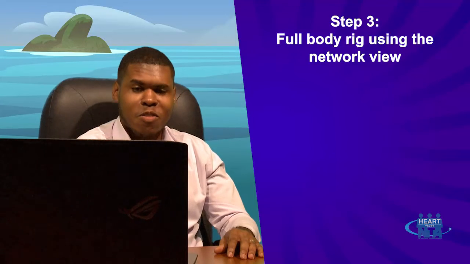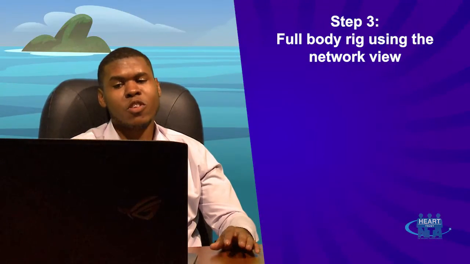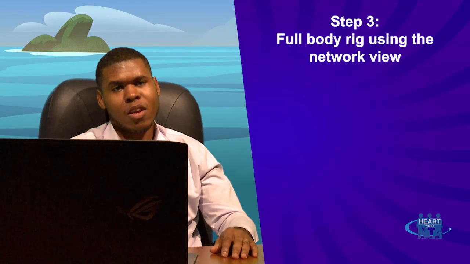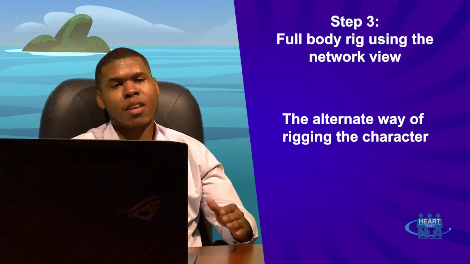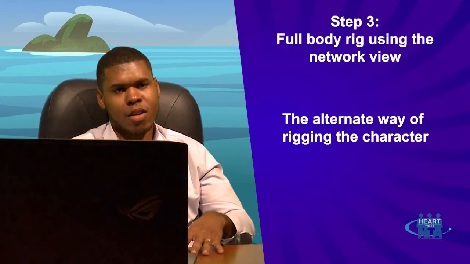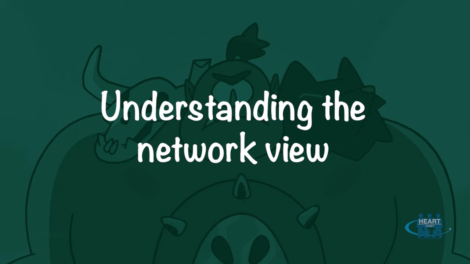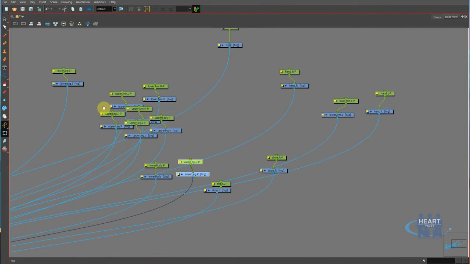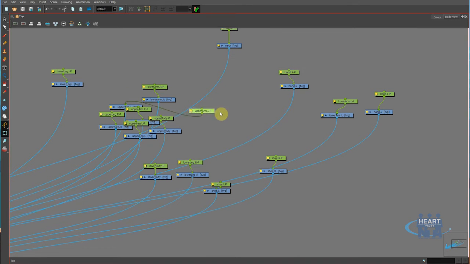The next step is creating a full body rig using the network view. Right, the network view is basically an alternate way of rigging the character. So let's say, for example, you're drawing an arm. You would rename that layer arm, and then it would be represented inside the network view right away. So each time you create a layer, you would see it inside the network view as you create it.